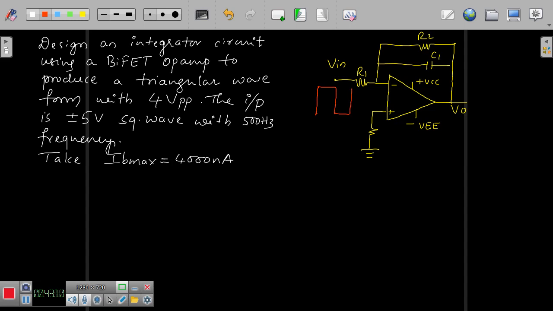Deliberately I have written 2 cycles because my input frequency is given to be 500 hertz, and this is not peak to peak, it is peak only. This peak is 5 volts. Please try to have all these things as per the requirement. This is very important.